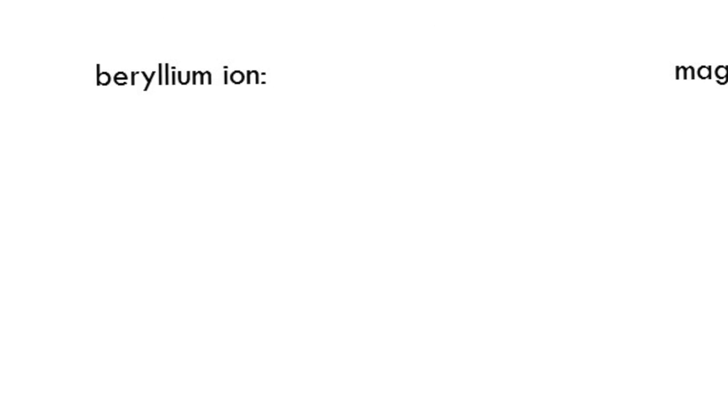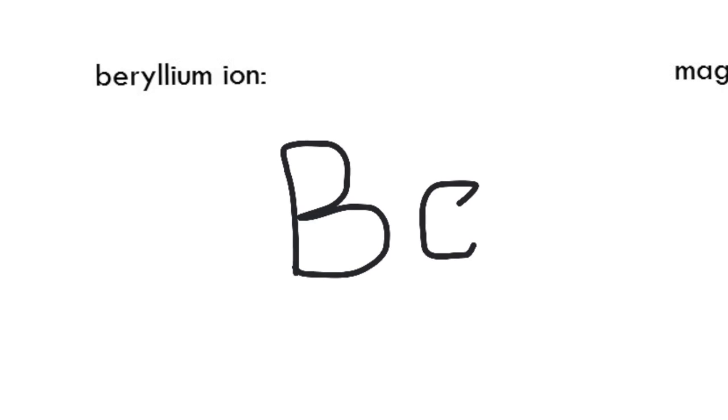So the beryllium ion, in its ion state, an element loses or gains its valence electrons to create a stable ion. So beryllium is going to lose 2 electrons.